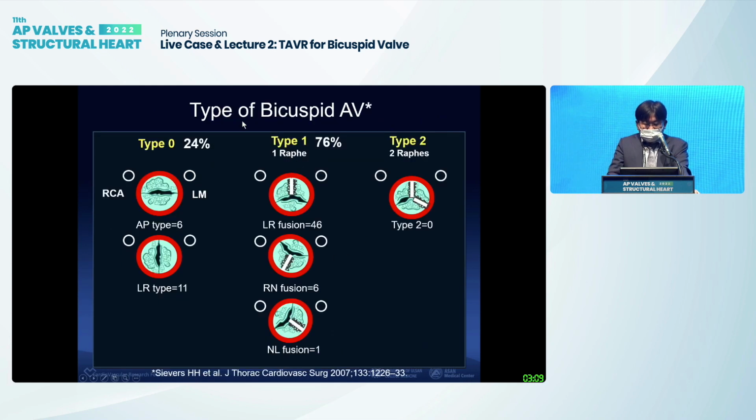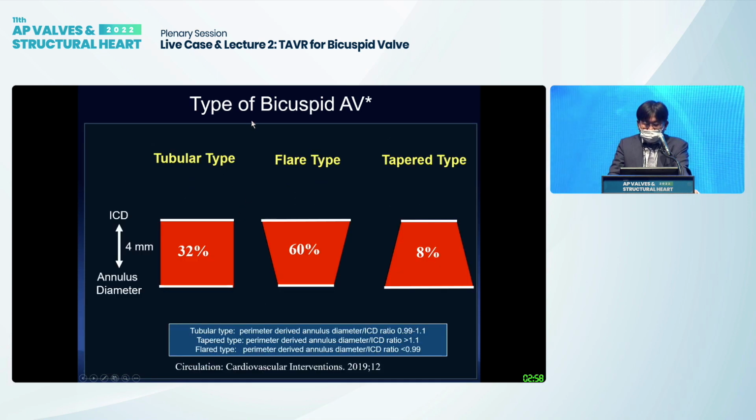As for the type of bicuspid aortic valve, our registry data show that type 1 is 76% and type 0 is only 24%. So the bicuspid aortic valve types are similar to the registry data, where 92% of bicuspid aortic valves have a tubular or flared type. So for device selection in balloon expandable devices, we can depend on the annulus size only, without consideration of the supra-annular structure.